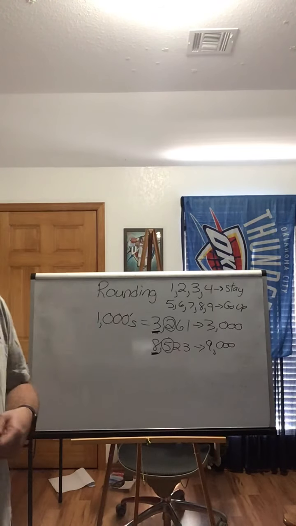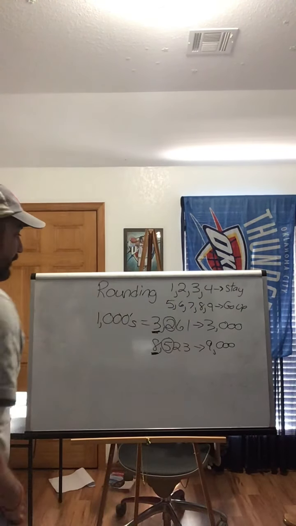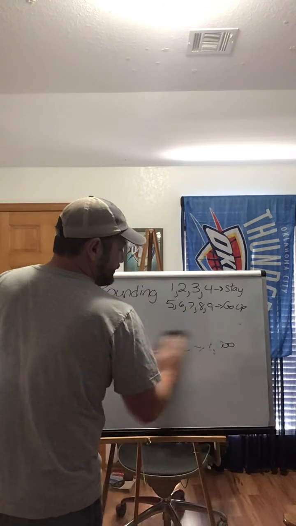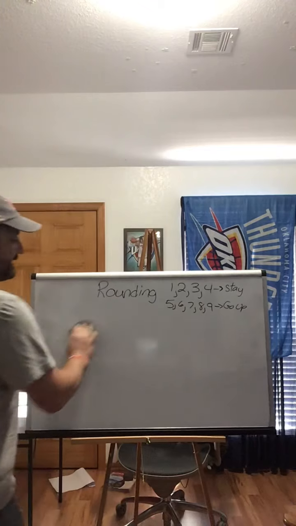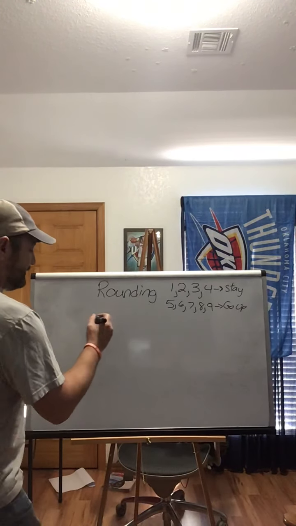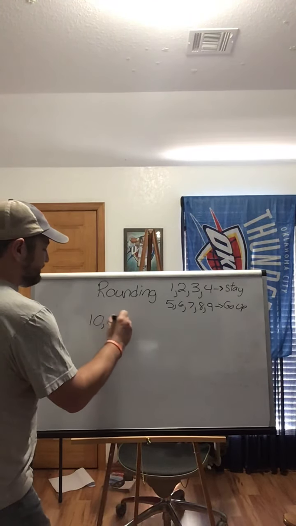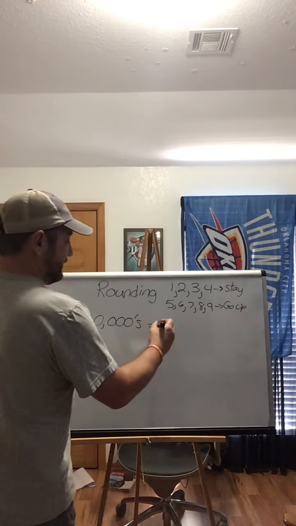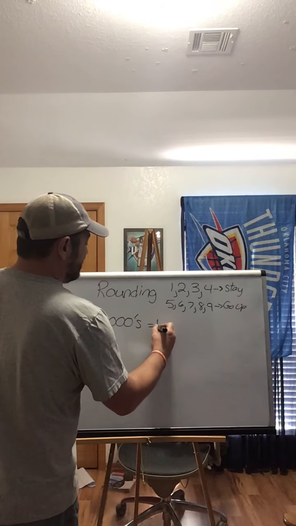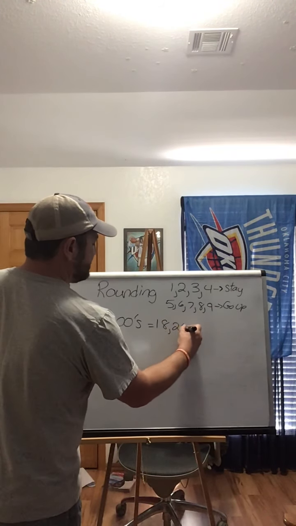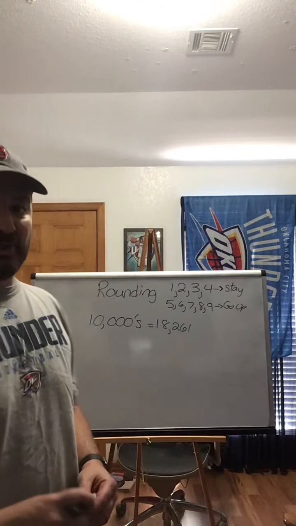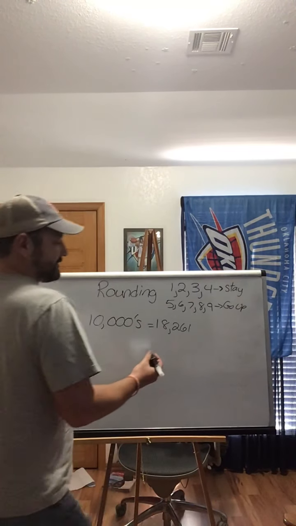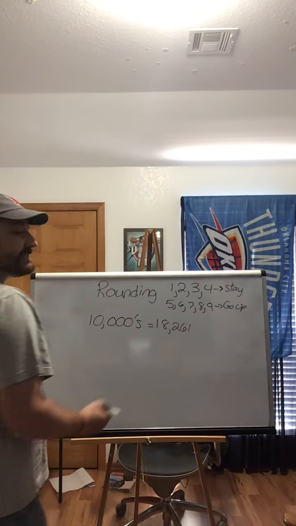Okay? And then the same thing with the 10,000s. You're going to focus on the 10,000s place, and then you're going to decide if the thousands place is going to tell it to bounce up or not. So once again, 10,000s place. Crazy deal here, but we're going to do it anyway. So let's say we have 18,261. That's roughly how many people can fit into the Thunder Arena. Why do y'all know that information? I don't know. Whatever. 18,261. Let's take it up to the nearest 10,000.